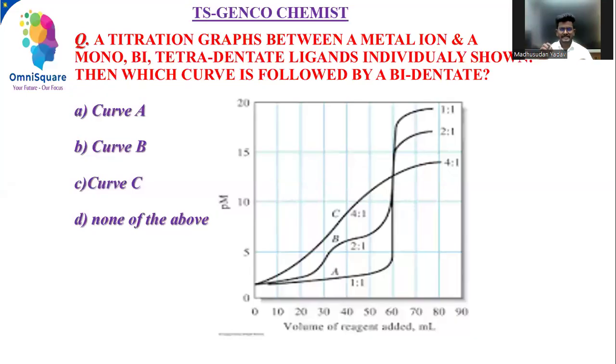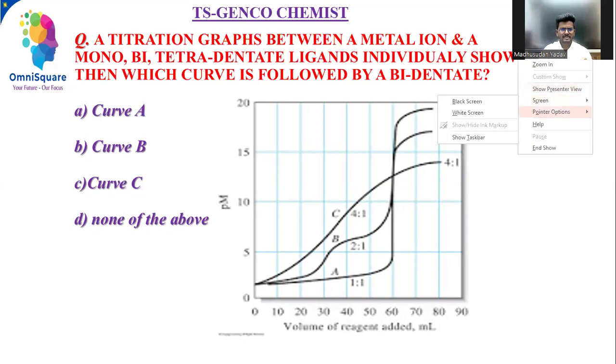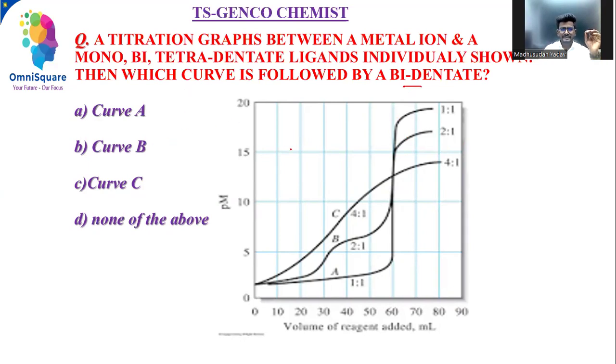Hi guys, if this kind of question appears in the final GENCO chemistry exam, how will you attempt this? So let's see. Here the question is a titration graph between a metal ion and monodentate, bidentate, and tetradentate ligands individually shown here. Which curve is followed by a bidentate? They have given three different curves in a graph. They are asking what is the curve that follows a titration between a bidentate ligand against a metal.